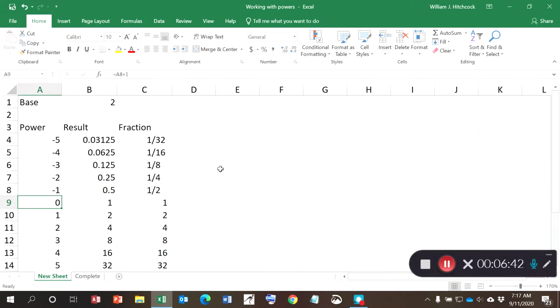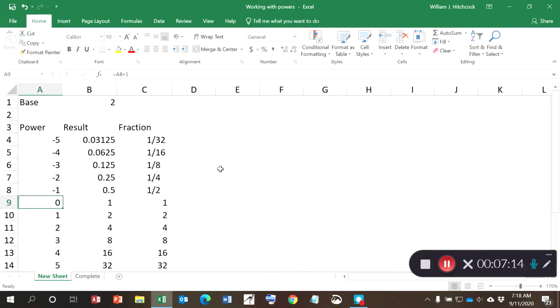2 to the 0 power gives me 1. 2 to the first is 2. 2 to the second is 2 times 2, or 4. 2 to the third is 2 times 2 times 2, or 8. 2 to the fourth is 8 times 2, or 2 times 2 times 2 times 2, 16. Multiply it by another 2, you get 32, 64, 128, 256. We can just keep doubling those numbers.